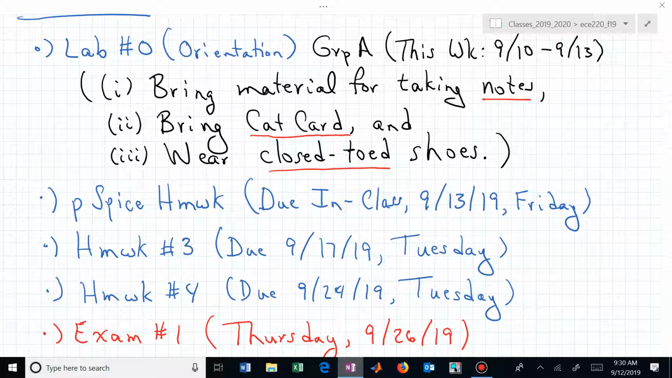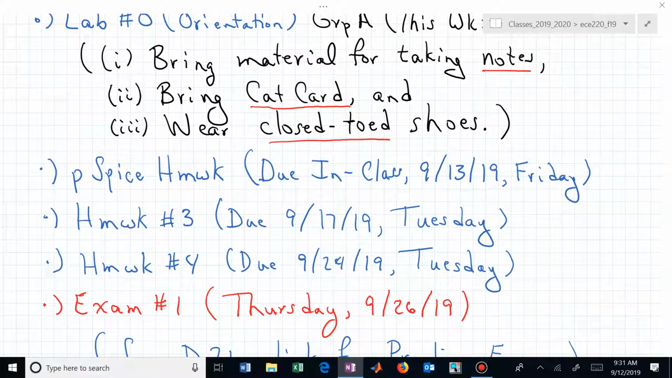PSpice is due this Friday. You need to bring it to class. If you're going to lab, make sure you have your cat card, closed-toed shoes, and you're ready to take notes.